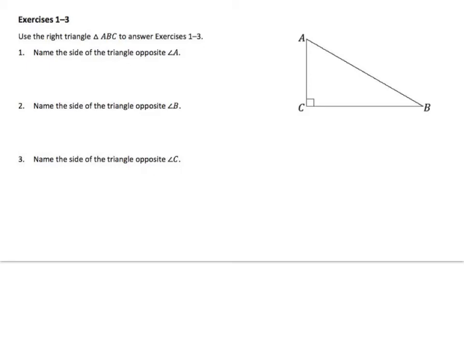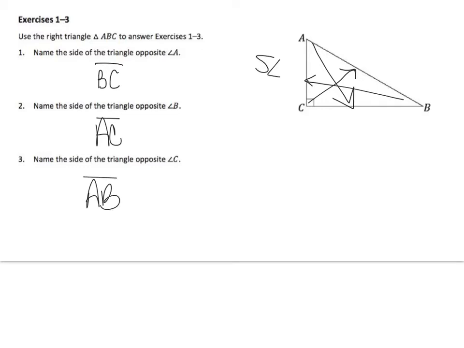Use the right triangle ABC to answer exercises 1 through 3. This one's pretty simple. Let's just follow the instructions and fill in what we know. Name the side of the triangle opposite angle A. It is side BC. We can call it segment BC because it is a segment. Name the side of the triangle opposite angle A. We have side AC. And then opposite angle C, which is the hypotenuse, we're going to name it AB. This is the short leg, the long leg, and the hypotenuse. Cool? That was pretty simple.